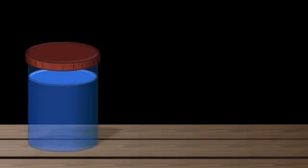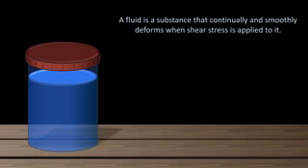So here we have a sealed jar of water, which is the prototypical fluid that I'll be referring back to many times during this course. Before I jump into density, I first want to talk about what makes something a fluid. A fluid is a substance that continually and smoothly deforms when shear stress is applied to it.